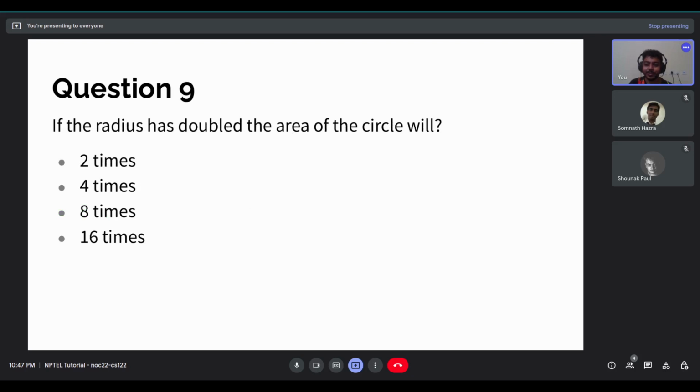Then question 9. Another straightforward theoretical question: if the radius is doubled, the area of the circle will increase 2 times, 4 times, 8 times, or 16 times. We all know that area is proportional to the square of the radius. So if the radius is doubled, the area will increase by the square of 2, which is 4. So the area will increase by 4 times.